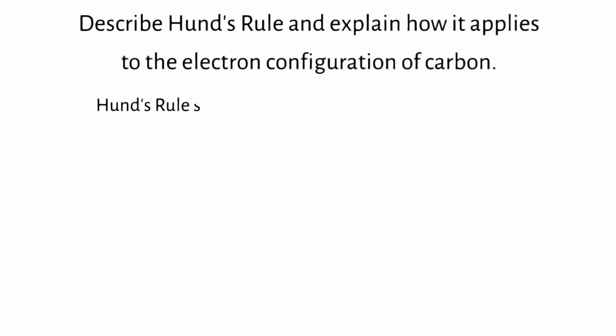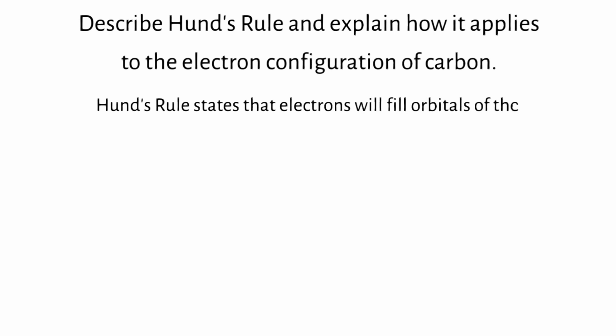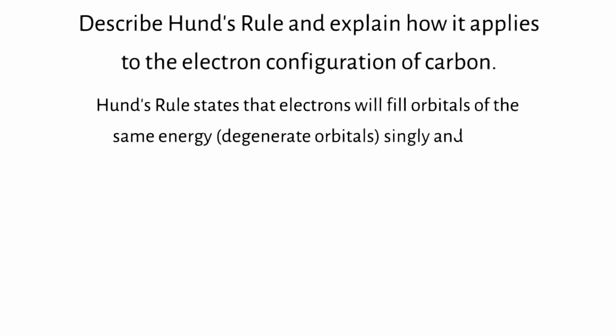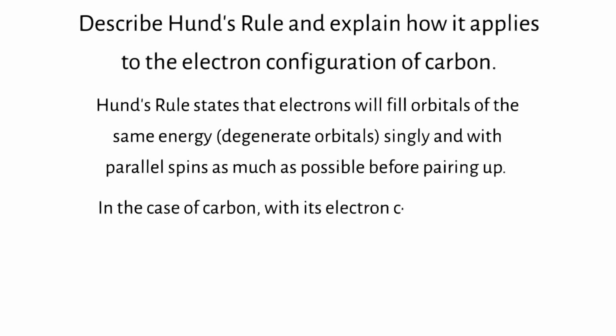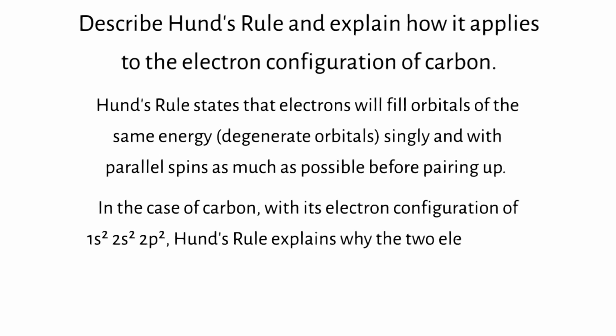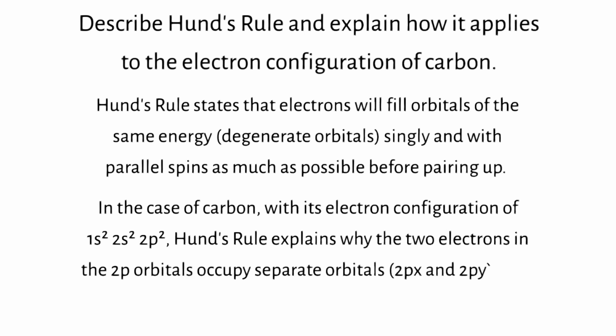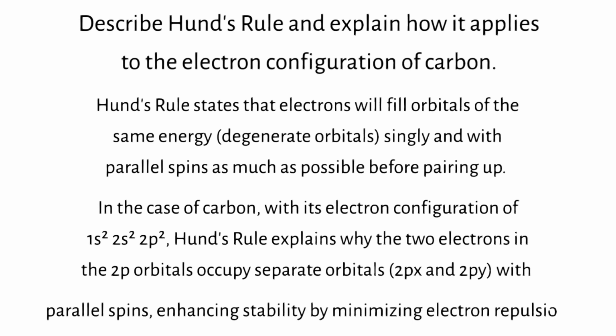Hund's rule states that electrons will fill orbitals of the same energy level, degenerate orbitals, singly and with parallel spins as much as possible before pairing up. In the case of carbon, with its electron configuration of 1s2, 2s2, 2p2, Hund's rule explains why the 2 electrons in the 2p orbitals occupy separate orbitals, 2px and 2py, with parallel spins, enhancing stability by minimizing electron repulsion.